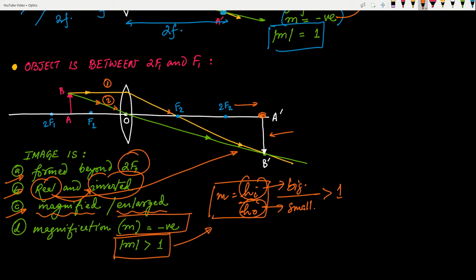Now m will be negative. The simple reason is that the image that is produced is actually inverted. So m will always be negative because the image produced is inverted. I hope this much is clear. Now let's move on to our next location. And don't worry, I'll give you a story after this and things will be very, very clear. Now let's look at the next location.